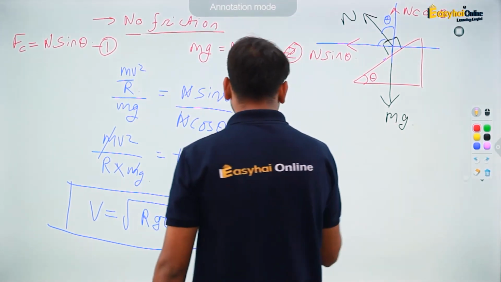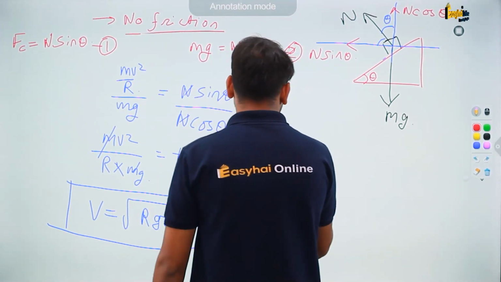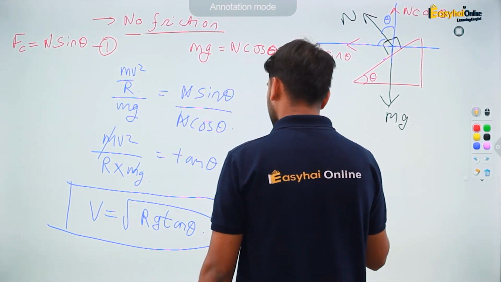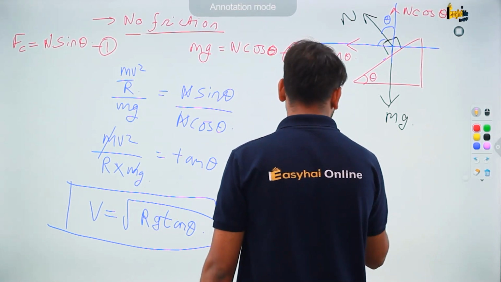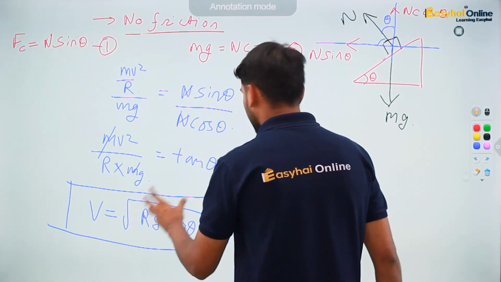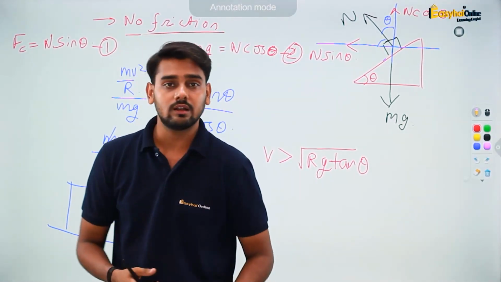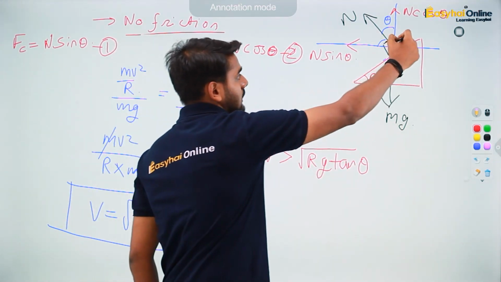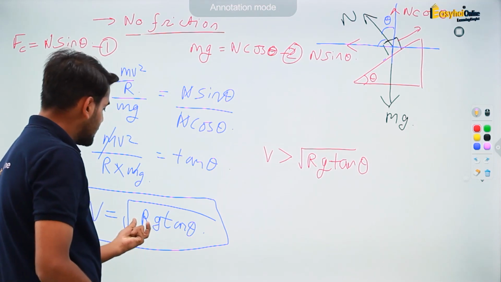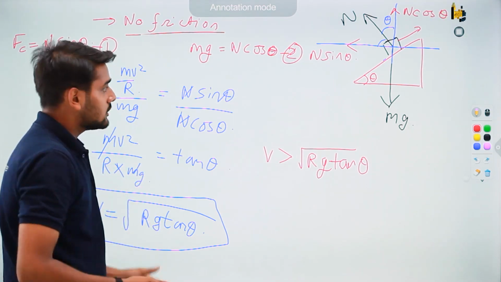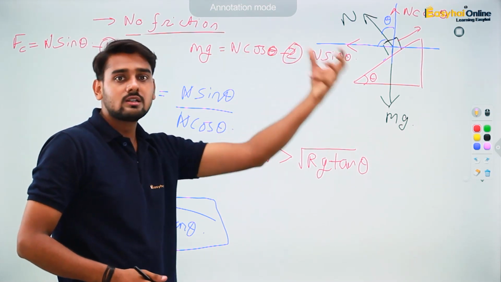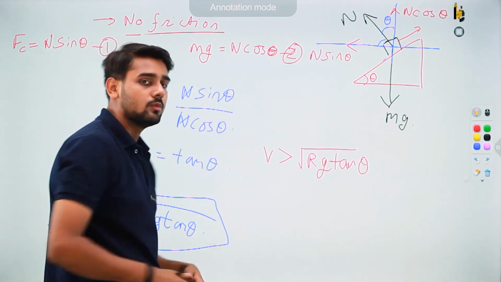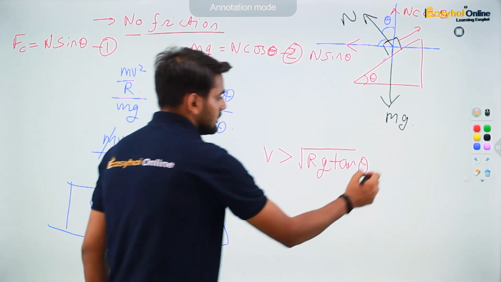Now you can clearly see that the meaning of this is, if v is greater than under root of r g tan theta, in such a situation it will slip outwards because the velocity is very high, so the car will start to slip outwards. As a result, the radius has increased, so it will slip a little bit outwards and the radius has increased. Then the velocity will adjust accordingly and the car can start moving with that particular velocity. So it will slip outwards.